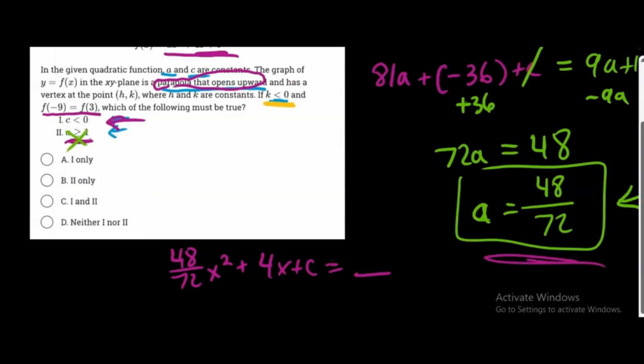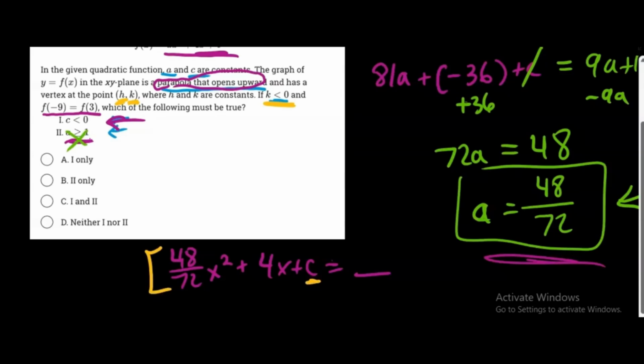What is k? K is the y coordinate of the vertex, right? And so the vertex has both x and y coordinates, and so h. What is h? H is the x coordinate of the vertex. So if we can find the value of h, we can plug it into this equation down here and see if the generalization is true to solve for c. So how do we find h?